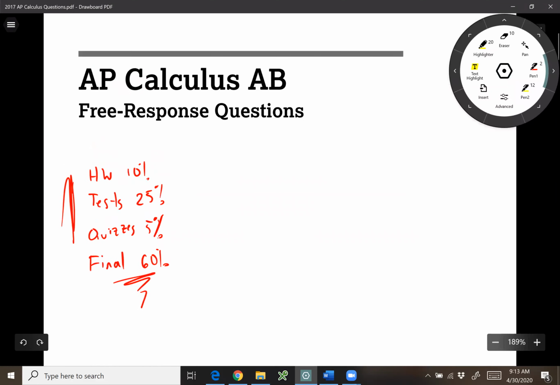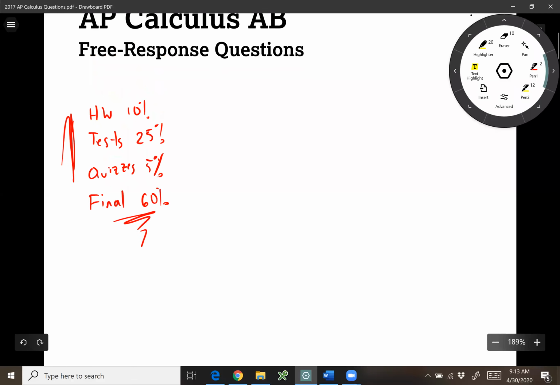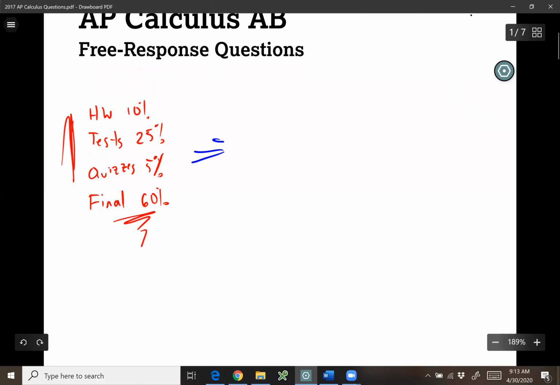I'm open to changing that, to kind of lowering that amount and adding it into some of those other categories. But for right now, since we haven't even taken the final, we don't have to worry about it. Essentially for right now, your tests were basically worth 2.5 times as much as the homework, and they were worth 5 times as much as your quizzes.